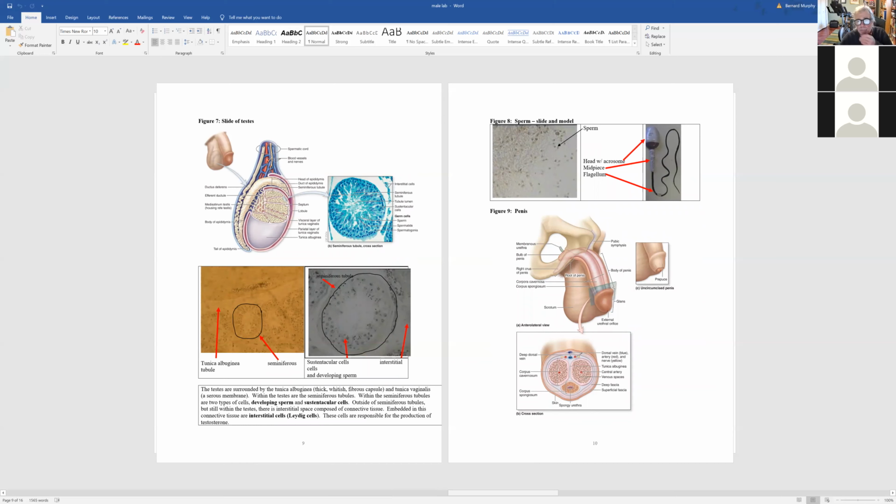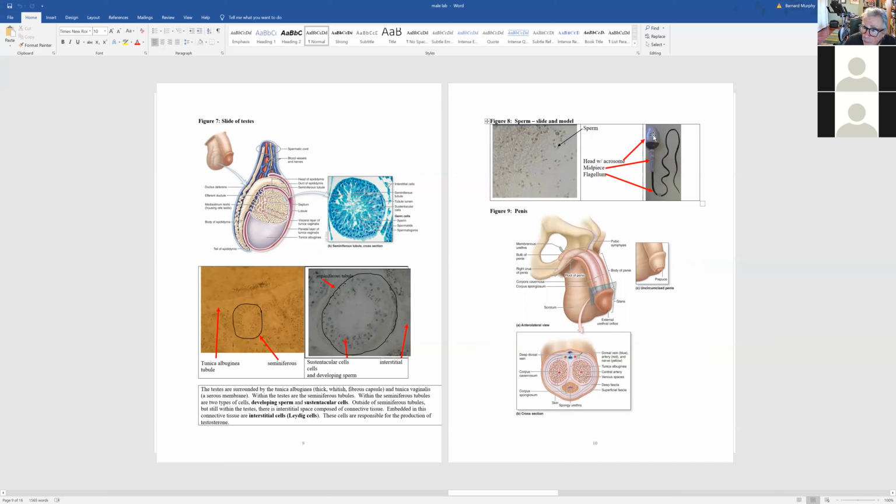Oh, and not a slide of sperm either, but there is a sperm model. It's actually on the developmental panel. It's this big flat model that has all different stages of fertilization and the beginning of the cleavage divisions and everything. It also has a sperm on this panel, and that's the sperm. And so you need to know parts of a sperm.